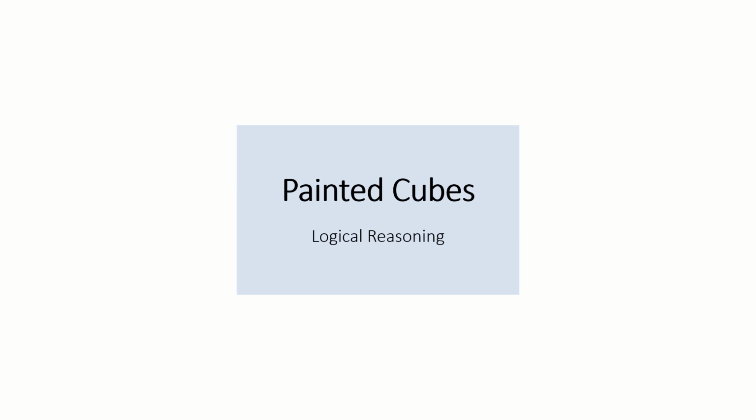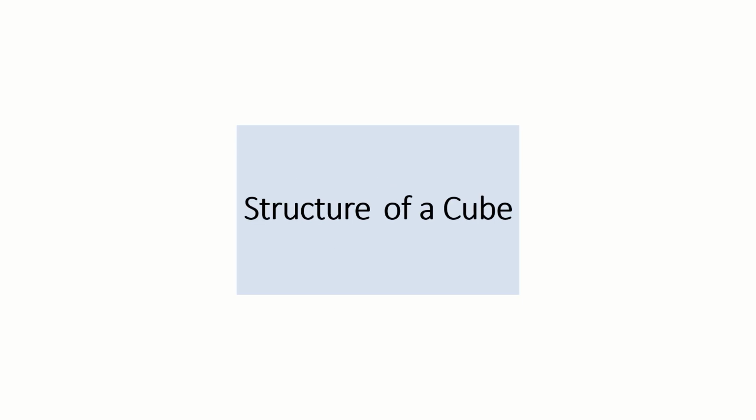Hi everyone, let's do the formulae of painted cubes. Starting with the basic structure of a cube, we have faces, edges and corners. Now, how do we distinguish between these? So faces are the squares. Please note the parts highlighted in red.